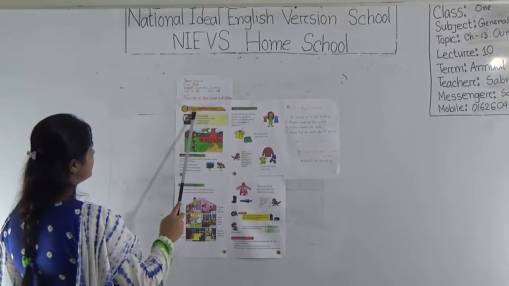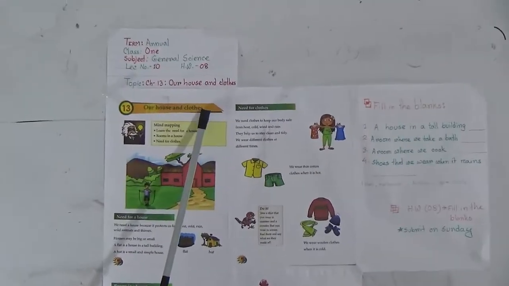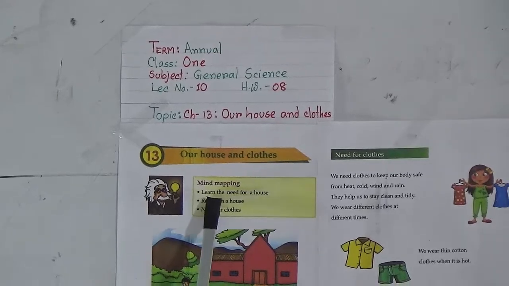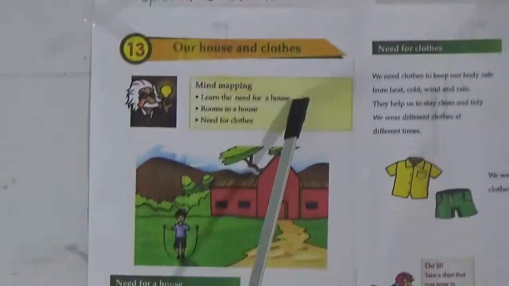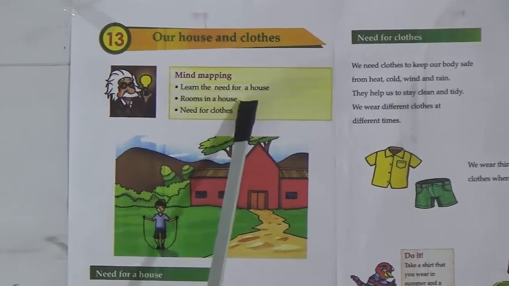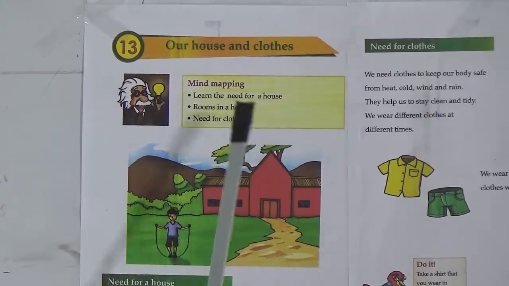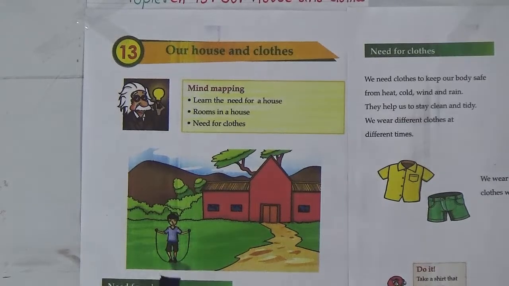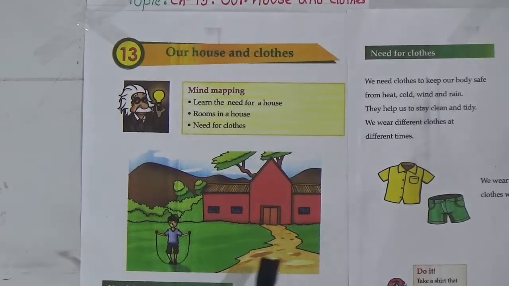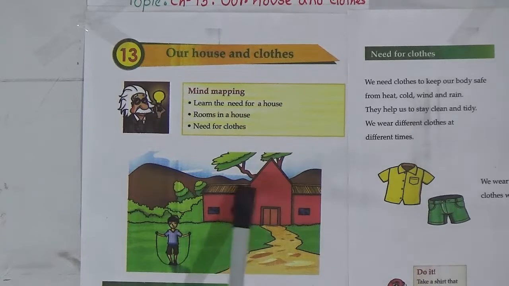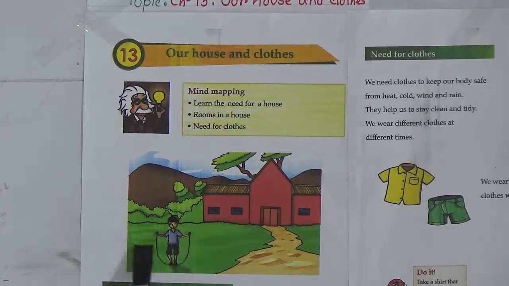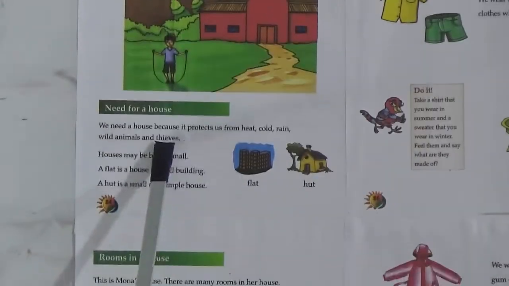The name of the chapter is Our House and Clothes, and from here we will know the need for a house, rooms in a house, and the need for clothes. Dear students, first we will discuss the need for a house. See, there is a picture, and that is a house, and that is this boy's house. We need a house because it protects us from heat, cold, rain, wild animals and thieves.